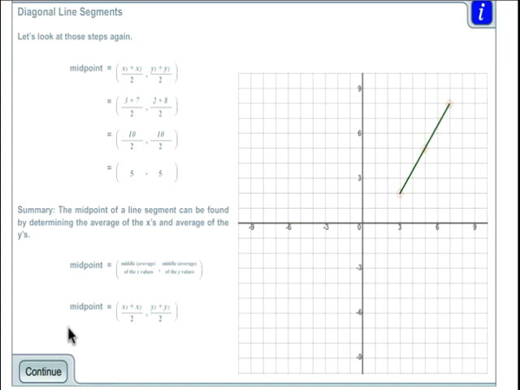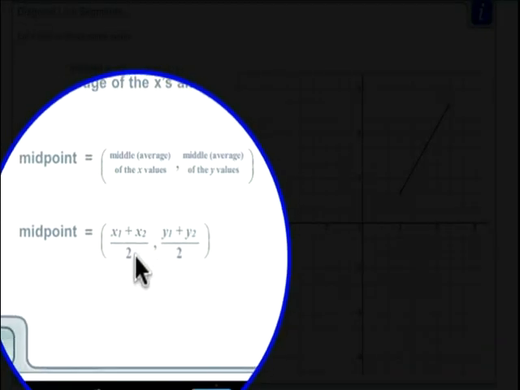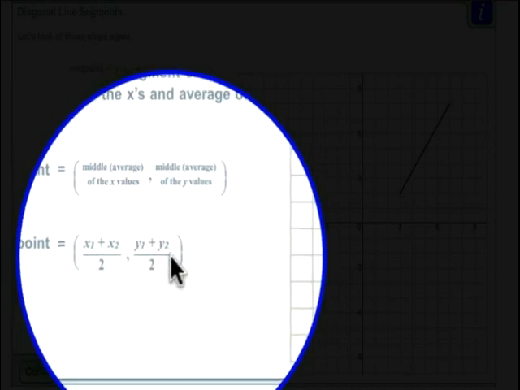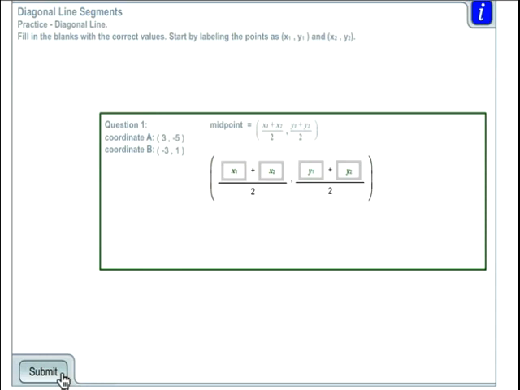So the midpoint formula is x1 plus x2 over 2 for the x coordinate and y1 plus y2 over 2 for the y coordinate. So now we'll practice with a couple of examples. Here, x1 is 3, x2 is -3, y1 is -5, and y2 is 1.